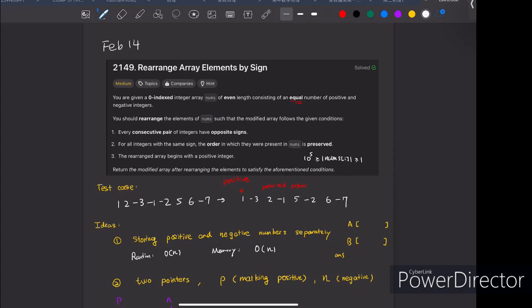Welcome back to the LeetCode challenge. Today we are going to solve Rearrange Array Elements by Sign.